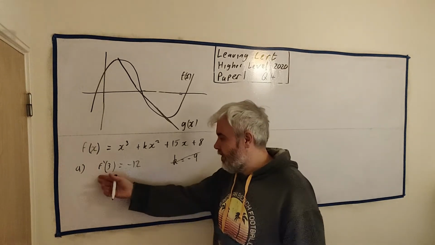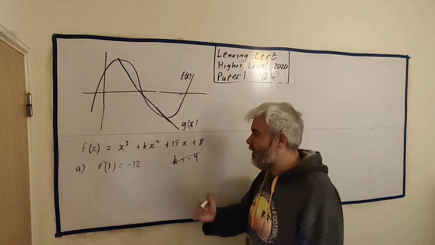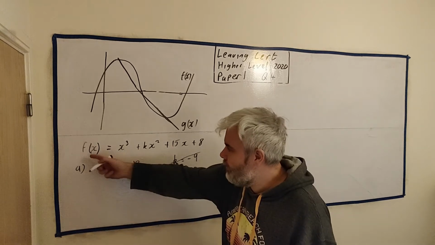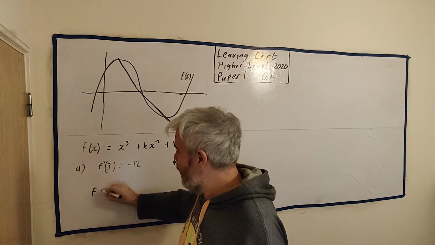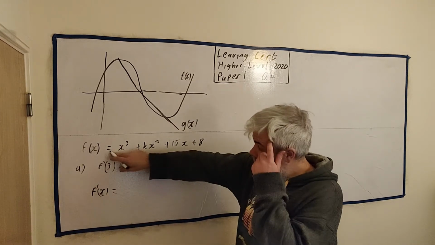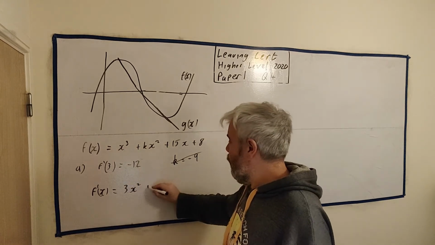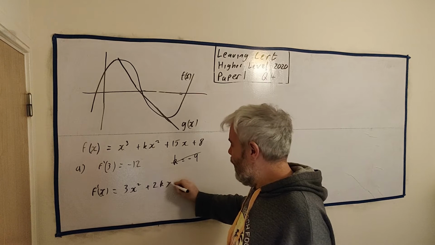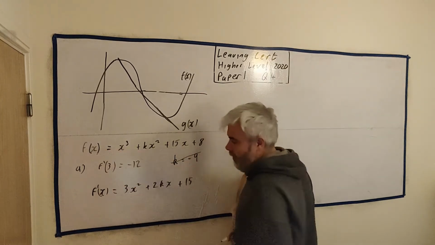So how do we do this question? They tell us the derivative at 3 is equal to minus 12. What is k? Well, if they're asking us about the derivative, let's find out what the more general derivative is. So f prime x. So here's f(x) here. If we differentiate that, we get 3x squared plus 2kx plus 15. That's the derivative of f(x).